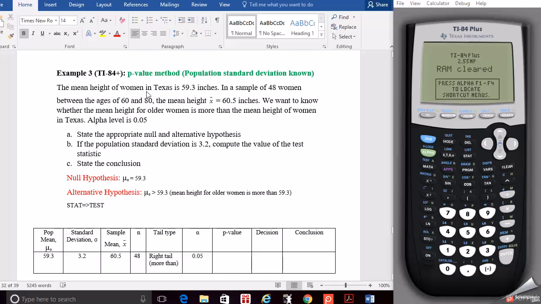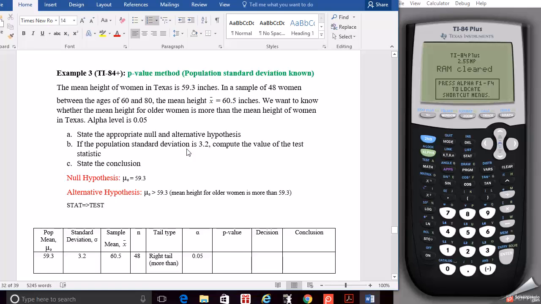We're going to illustrate this using a simple example. The mean height of women in Texas is known to be 59.3 inches. In a sample of 48 women between the ages of 60 and 80, the mean height is 60.5 inches. We want to know whether the mean height for older women is more than the mean height of women in Texas. The alpha level is 0.05. We're going to state the null and alternative hypothesis and state the conclusion. The population standard deviation is given as 3.2, so we're going to use a Z test.